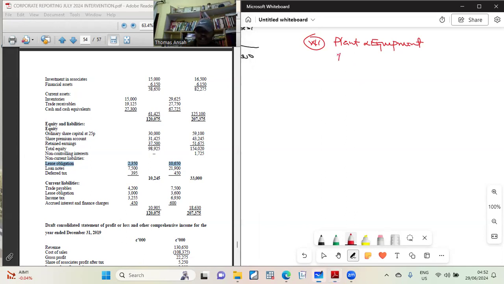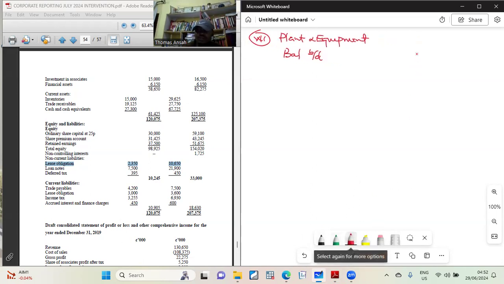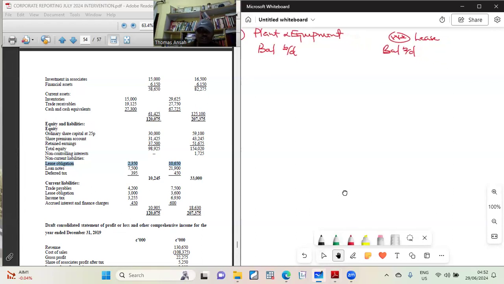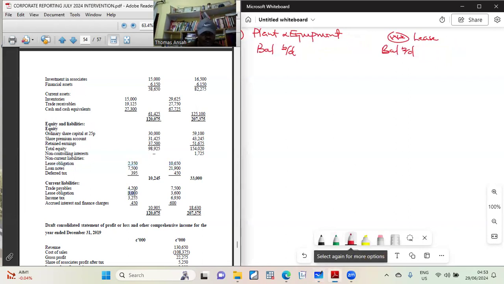So let's do our balance brought down. Because of that, we will have to also be doing the lease alongside. So my workings 2 will be on a lease. All right, so you have balance brought down for lease as well. So let's work it out. My balance brought down, for example, for the lease, I have one here, I have one here. So what I have is 2,350 plus 3,000. All right, and that I think will be 5,350. So that is my balance brought down.